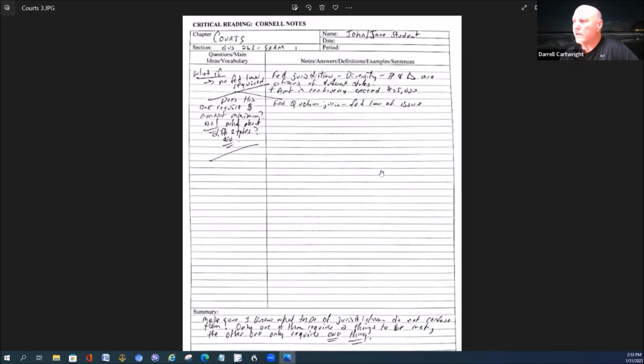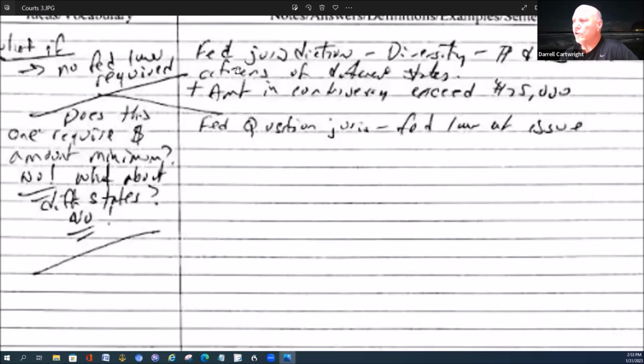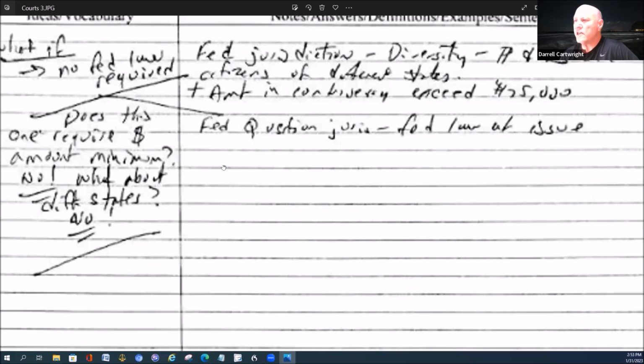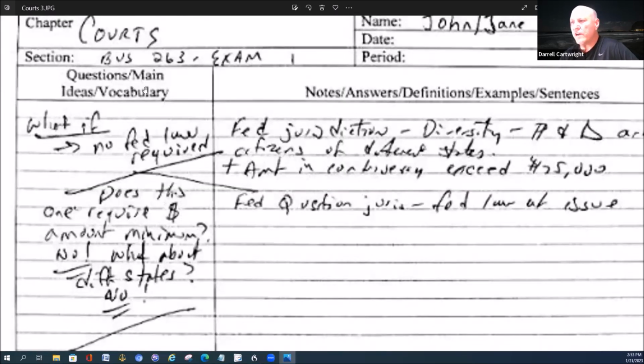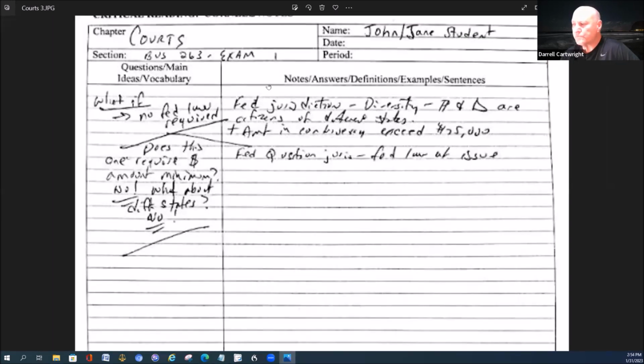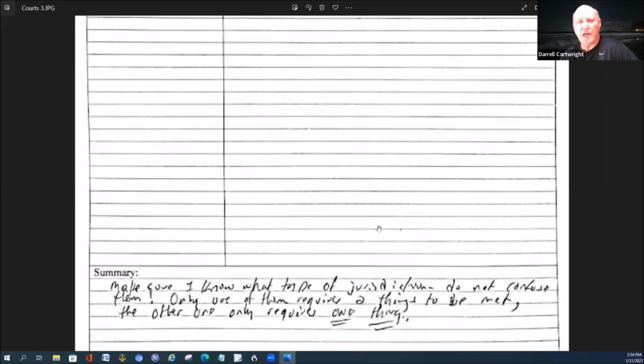The first part being the main notes that you took on federal jurisdiction, diversity, and federal question jurisdiction. The second part being the questions that you ask yourself, or the main ideas. I like to think of it as questions. That's really where I sit there and critically analyze what ifs and what does this mean and that kind of thing. And then the third part being the summary, maybe the hints to myself, the things for me to look at, the focal points, make sure I know what type of jurisdiction I'm dealing with.